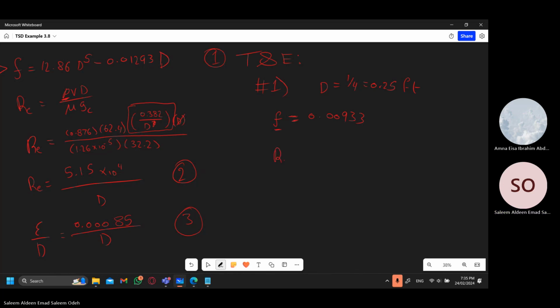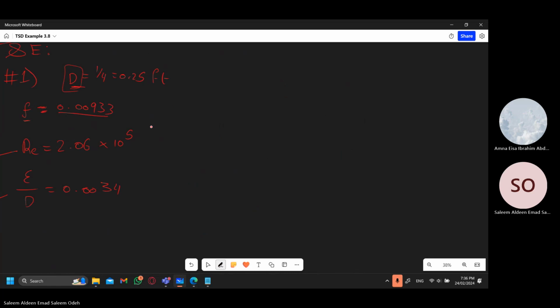Now, the Reynolds number with this diameter would be 2.06 times 10 to the power of 5. The roughness over diameter ratio would be 0.0034. I'm specifying again that these two we were able to find from equations 2 and 3. The only thing we did is plug in the value for D. Now let's go to the Moody diagram.